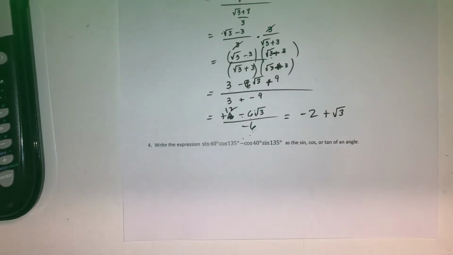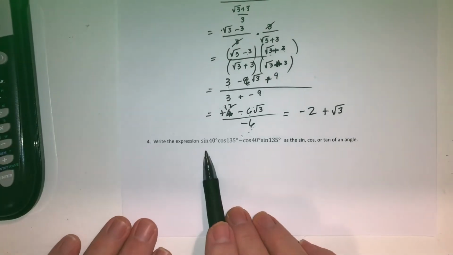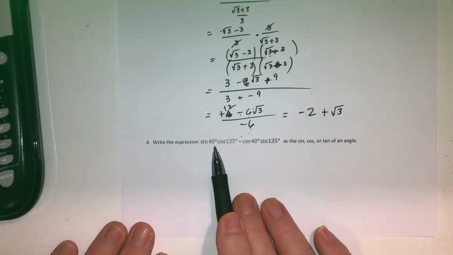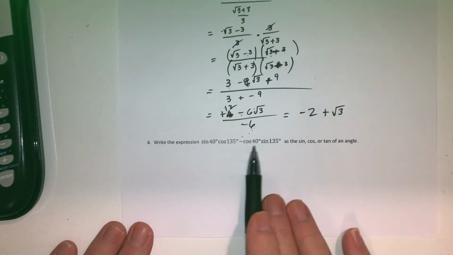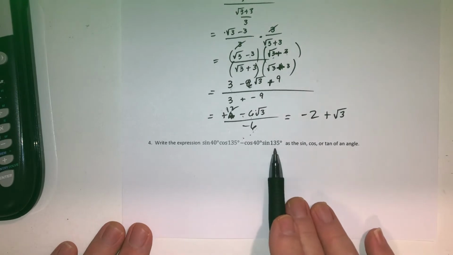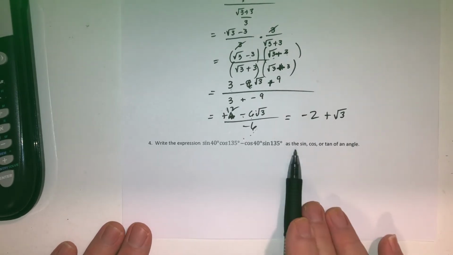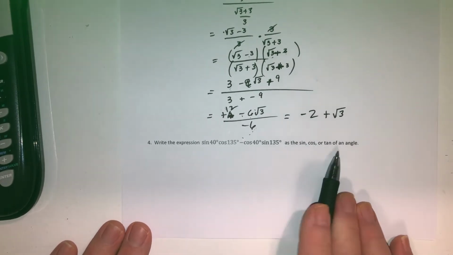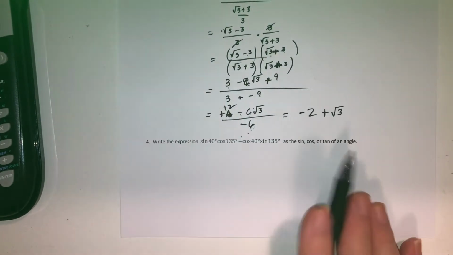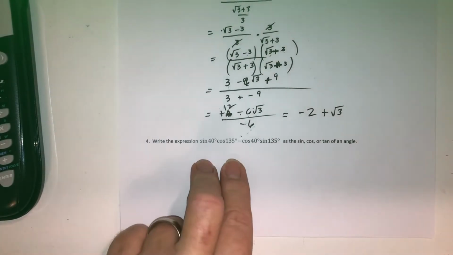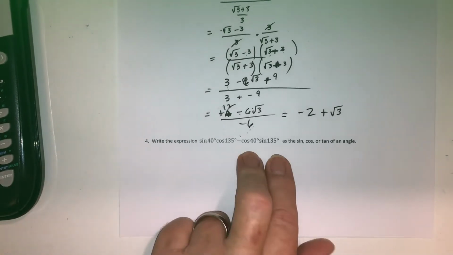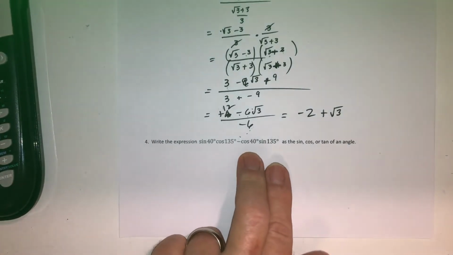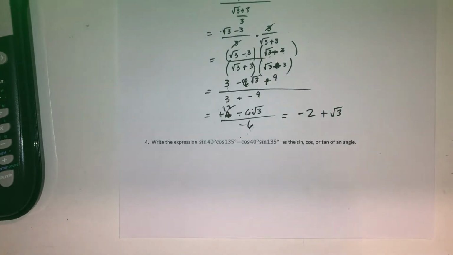Example number 4 says, write the expression, the sine of 40 degrees times the cosine of 130 degrees minus the cosine of 40 degrees times the sine of 135 degrees as the sine, cosine, or tangent of an angle. Well, when I look at that, we've got a product of sine of alpha and cosine of beta minus the product of the cosine of alpha times the sine of beta. Well, that, to me, looks like it's the sine.